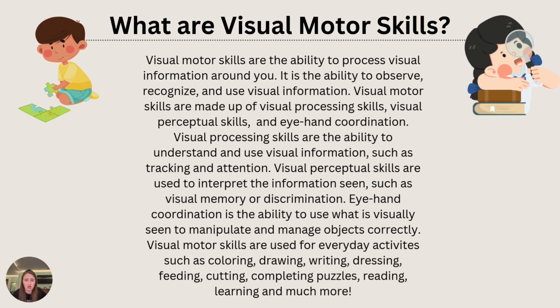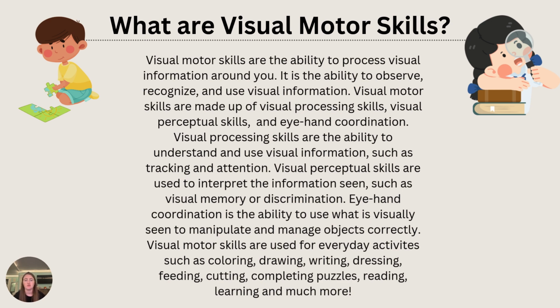Also, hand eye coordination is the ability to use what is visually seen to manipulate and manage objects correctly. So, are you able to place a Q tip in a small hole? Or are you able to place a small bead in a bottle opening? That would be the coordination of our hands moving where our eyes want us to. Visual motor skills are used for everyday activities such as coloring, drawing, writing, dressing, feeding, cutting, completing puzzles, reading, learning, and much more.